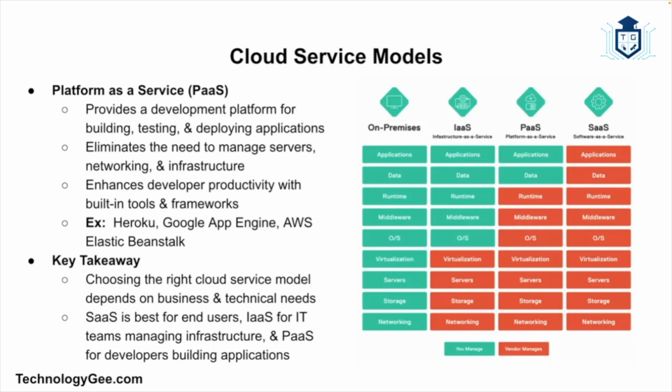And then there's platform as a service, and this provides a platform for developers to build, test, and deploy applications without managing underlying infrastructure. And examples of this would be Google App Engine and AWS Elastic Beanstalk. Now, understanding these models is crucial for selecting the appropriate service type based on your organizational needs.